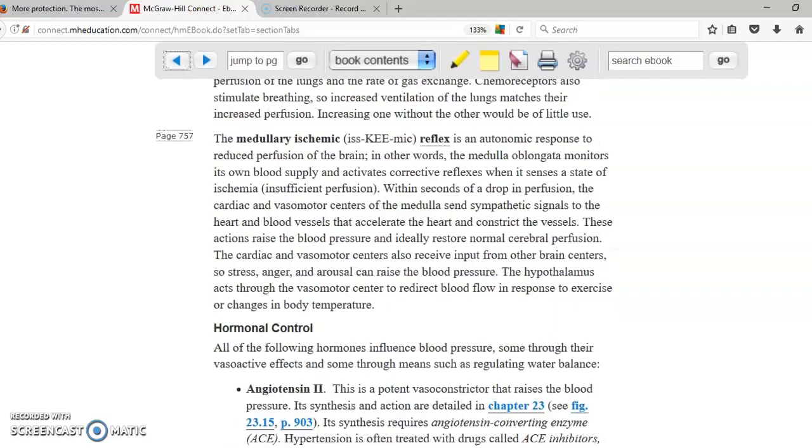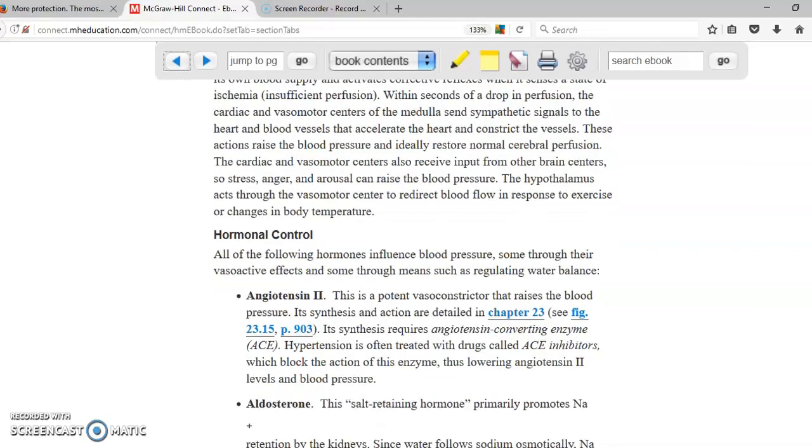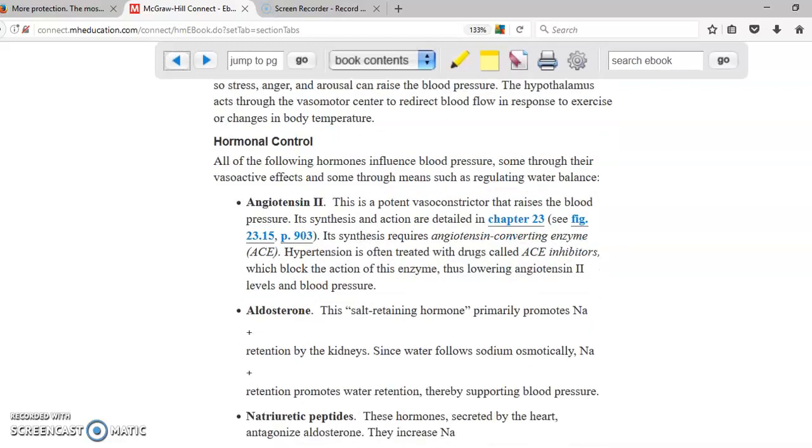So the next item is hormonal control. The hormonal control is also used in order to influence the blood pressure. So either it can increase or decrease the blood pressure according to the body needs. The first one that we have is angiotensin II. Angiotensin II is going to produce vasoconstriction, and because of the vasoconstriction, then our blood pressure will increase.